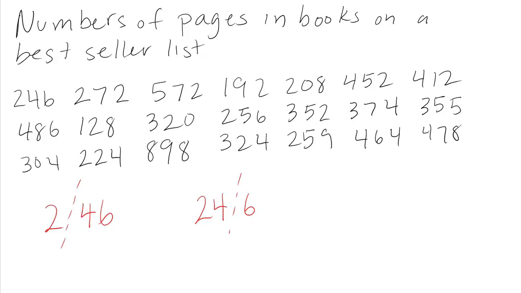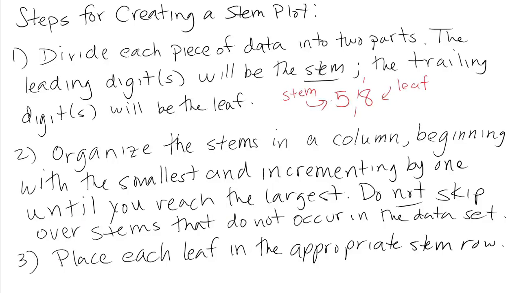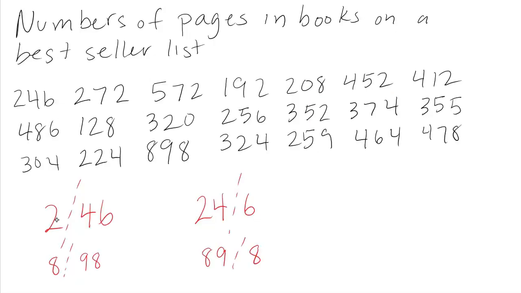Let's talk about how you would divide that piece of data. In the 1-digit stem, we'd get a stem of 8 and a leaf of 98. And in the 2-digit stem, I'd get a stem of 89 and a leaf of 8. Keep in mind our rules. We're not allowed to skip over stems that do not occur in the data set. That'll give us 7 stems, and there might be other stems because there could be a stem smaller than 2, and in fact there is. But somewhere in that range, 7 or 8 stems.